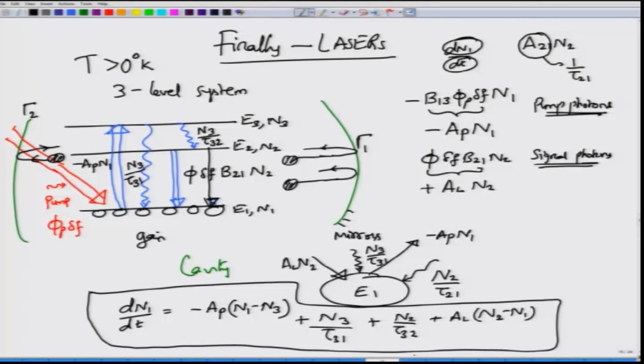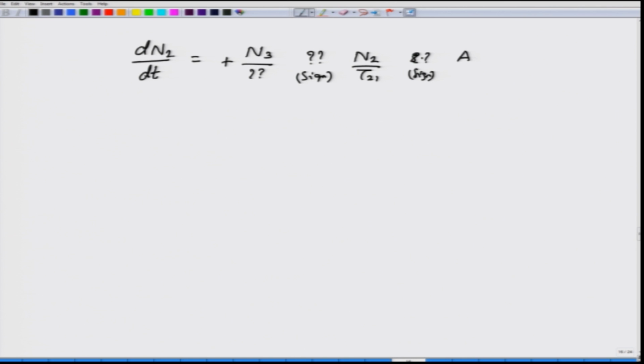Anyway, I have written the equation for N1, and I will leave it as an exercise for you to write down the rate equation for population levels N2 and N1. I will give you hints so that you can write this. Please write down the sign here, and this is N2 by tau 21, and again you have to write down the sign here, whether it is plus or minus. Then I will say this is AL times (N2 minus N1). Okay.